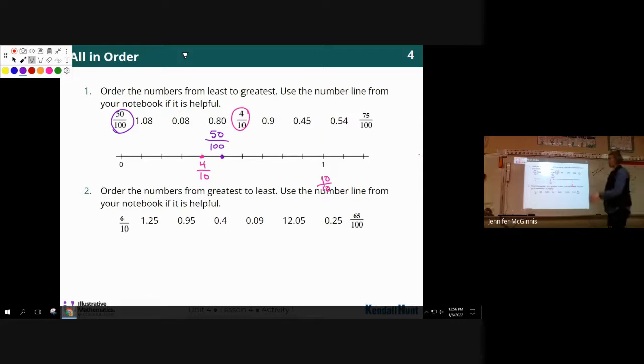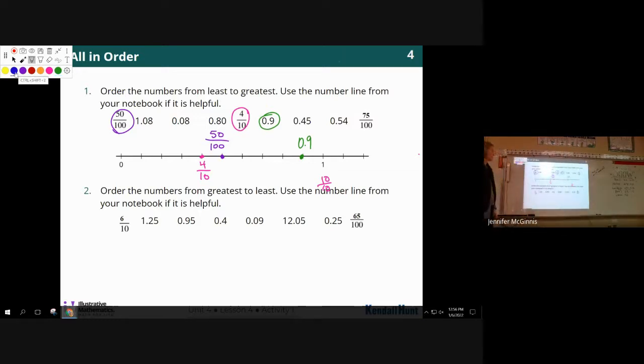Who wants to do the next one? You get to choose. Remington, what do you want? 9 tenths. Which one is that? 0.9. 0.9 is 9 tenths. Where do you want it? Right before the 10 tenths. Because if this is 10 tenths, then this is 9 tenths. 9/10. As a decimal, we write 0.9. Good job.